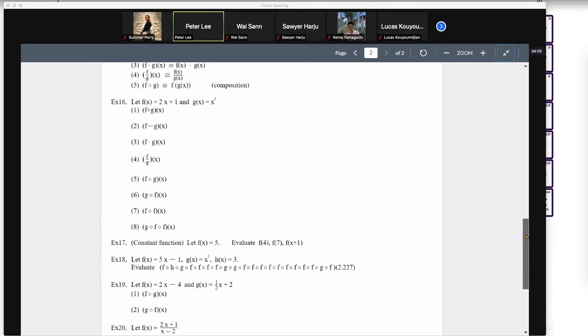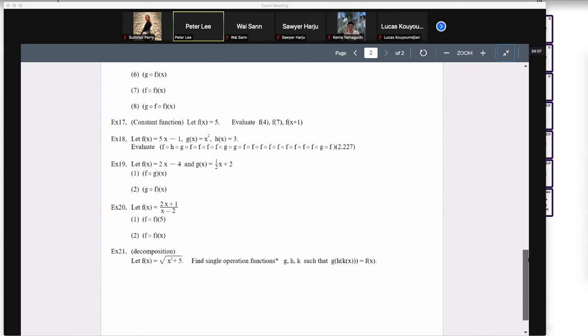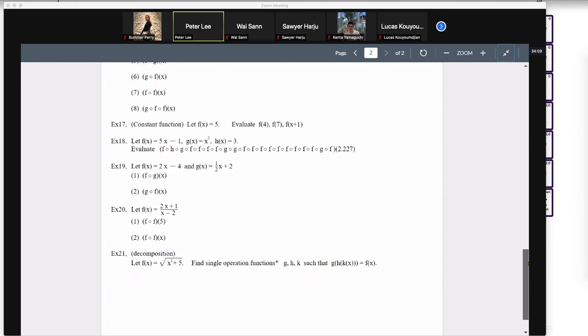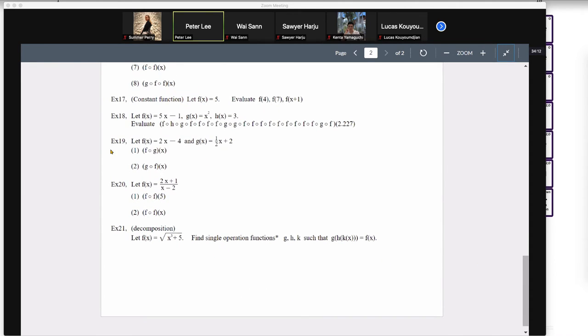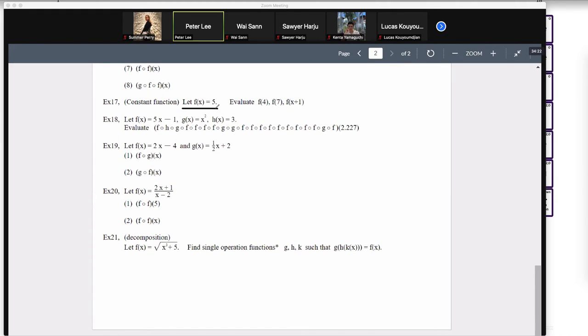Now let's get to the problem which I'd like to give you. Example 17. Constant function, f of x equals 5. If I give you a function like this, f of x equals 5, what I really mean by this is f of x equals 5 for all x. It is a constant. This kind of function is called a constant function. It's a very simple function, kind of boring in some ways.